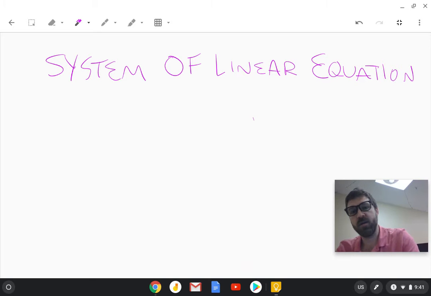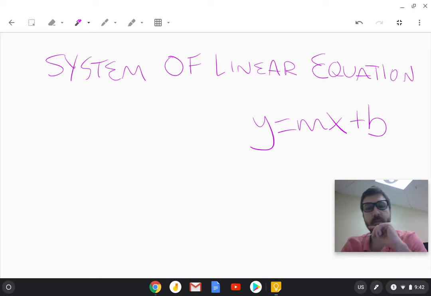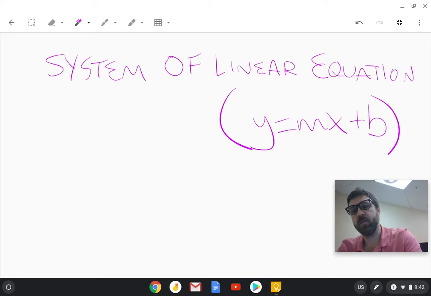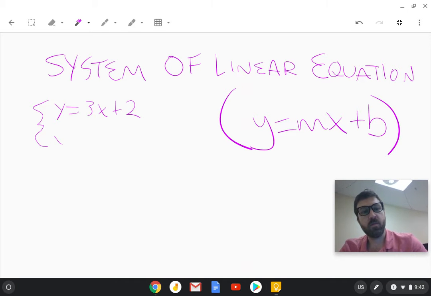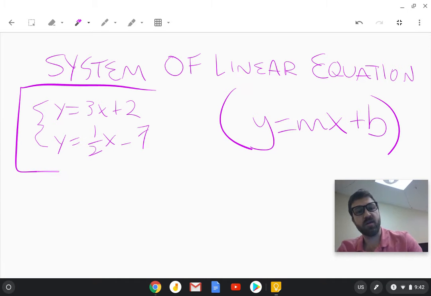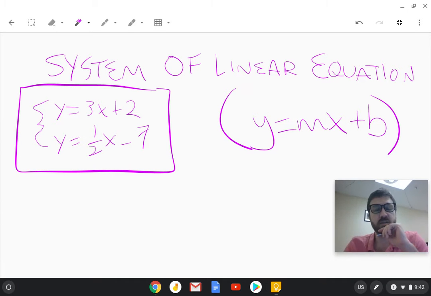So remember, linear equations are equations that are generally thought of in this slope-intercept form. And a system means there's more than one. So you're going to get a set of two. So it could be something like this: y equals 3x plus 2, y equals 1/2 x minus 7, whatever. So this would be a system of linear equations.